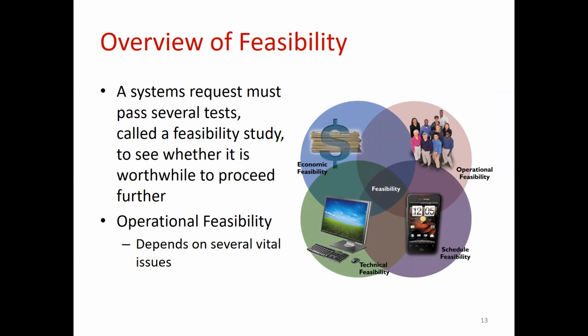Overview of feasibility. A systems request must pass several tests, called a feasibility study, to see whether it is worthwhile to proceed further. Operational feasibility depends on several vital issues. For a feasibility study to take place, the system request needs to pass several compulsory tests, one of them being operational feasibility. Operational feasibility means that a proposed system will be used effectively after it has been developed. If users have difficulty with the new system, it will not produce the expected benefits.